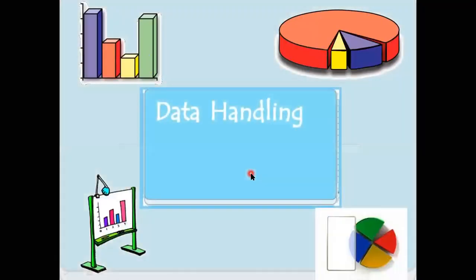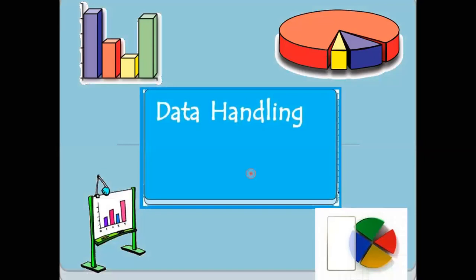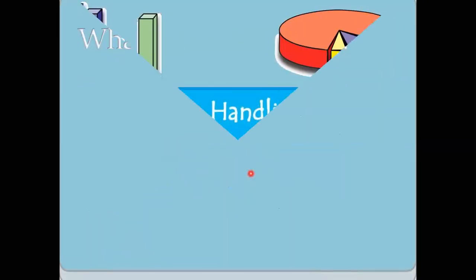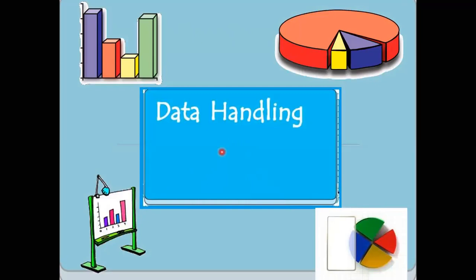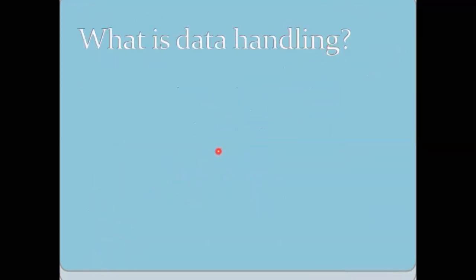Today we are going to learn about data handling. In 7th standard, this is the third chapter, data handling. So what will be in data handling? Let us see the introduction.